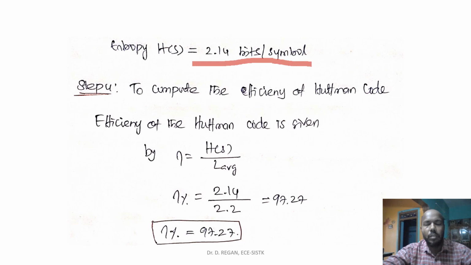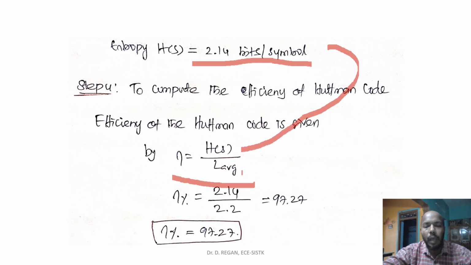Okay, the last step is to compute the efficiency of the Huffman code we generated. What is the efficiency of the Huffman coding system? That is given by the formula eta, that is efficiency, is equal to H of S, entropy, over average code word length. Okay, what is the H of S? We got here it is 2.14, and the average length of the codes is 2.2.